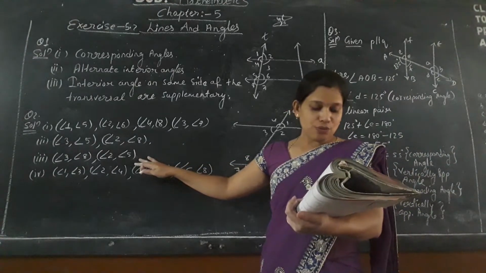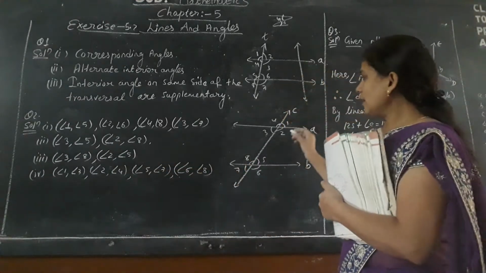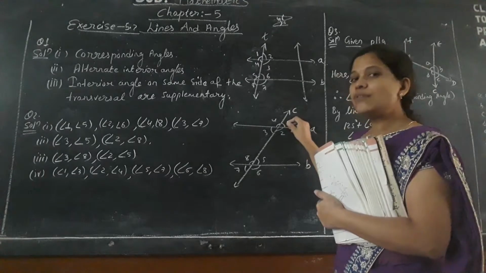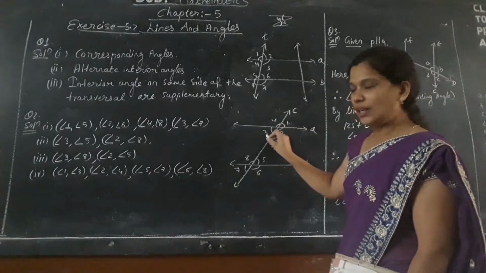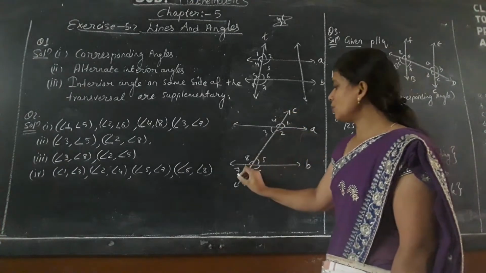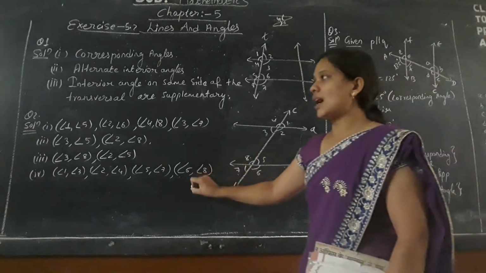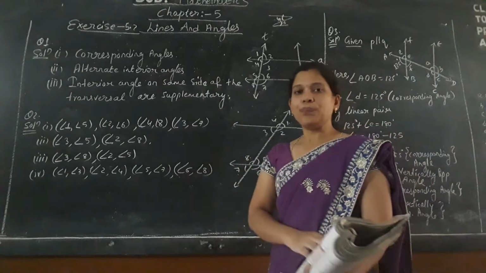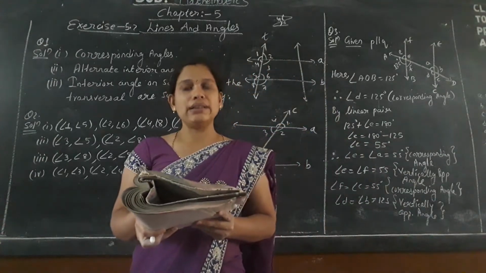Now question number 2, fourth part, vertically opposite angles. This everybody knows. It is very easy to determine. Here angle 1 is vertically opposite to angle 3, angle 2 is vertically opposite to angle 4, angle 5 is vertically opposite to angle 7, and angle 6 is vertically opposite to angle 8. So this is the answer for question number 1 and 2. Hope you understood.